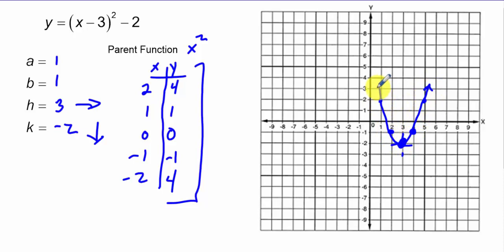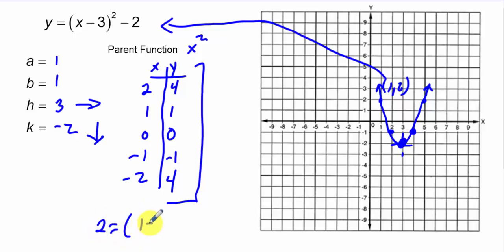And notice I never plugged into this function. Although what I'm going to do, and I tell my kids all the time, do not walk away from the problem until you've checked one point. And that point should not be the vertex point. All right. So I see this point right here, just counting. This is a point 1, 2. Now, the point 1, 2 should check in this formula here. So 2 is my y value. I'm going to plug in 1 and hope that my output is 2.